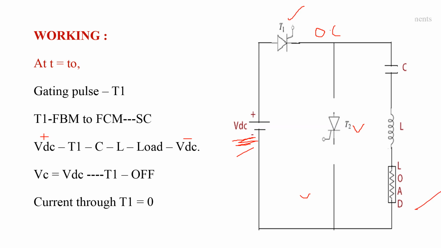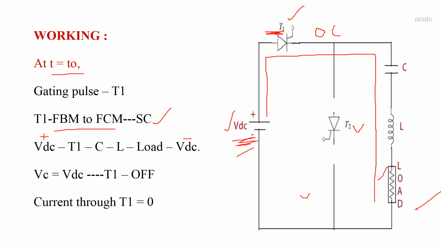Now at time t equal to t0, we apply the gating pulse to thyristor T1. By applying the gating pulse, thyristor T1 comes from forward blocking mode to forward conducting mode and acts as a short circuit. It allows current to flow from source to load in the direction of VDC plus, thyristor T1, capacitor, inductor, load and VDC minus, that is, in this path. And here the capacitor starts charging with the upper plate as positive and the lower plate as negative.